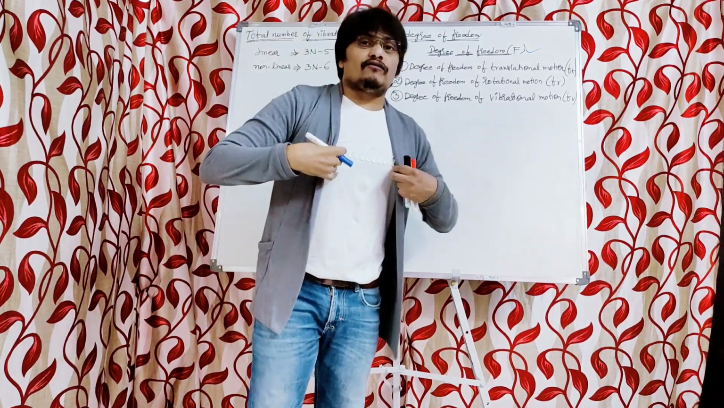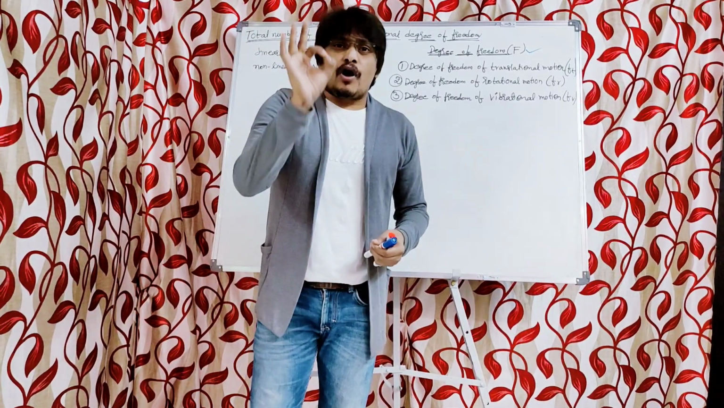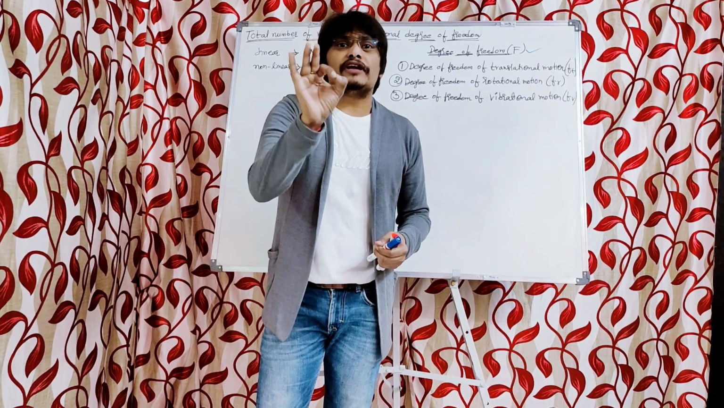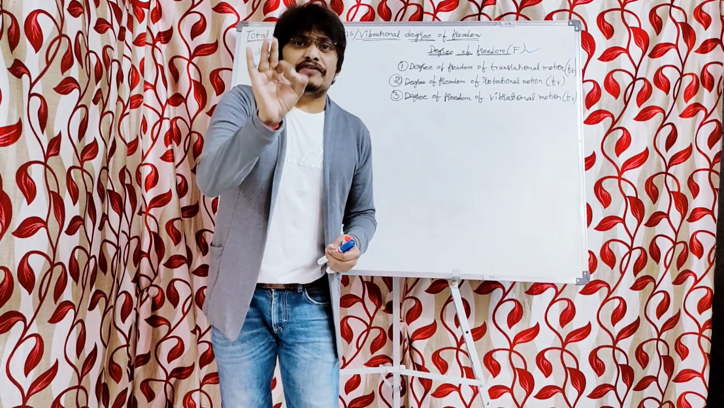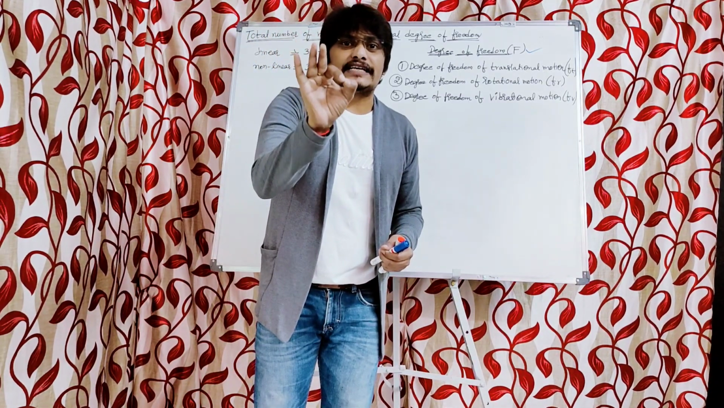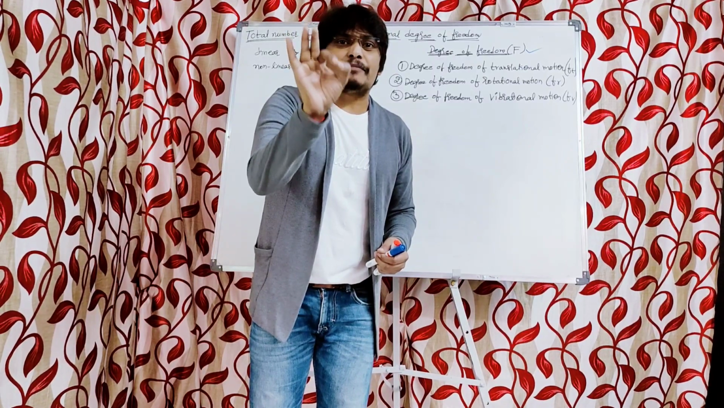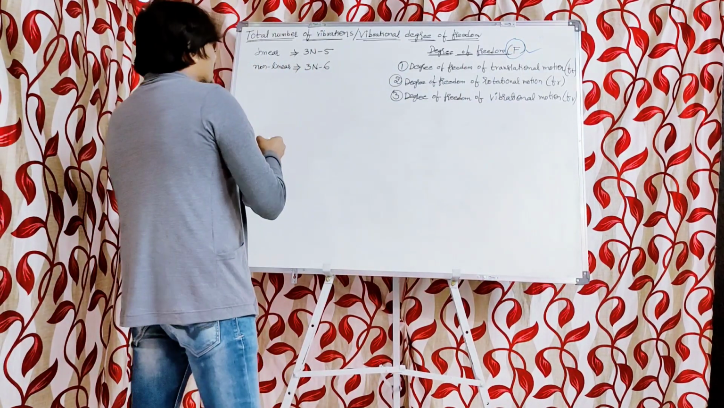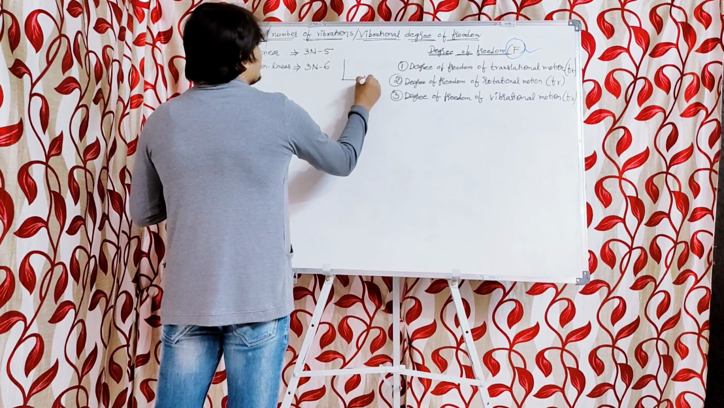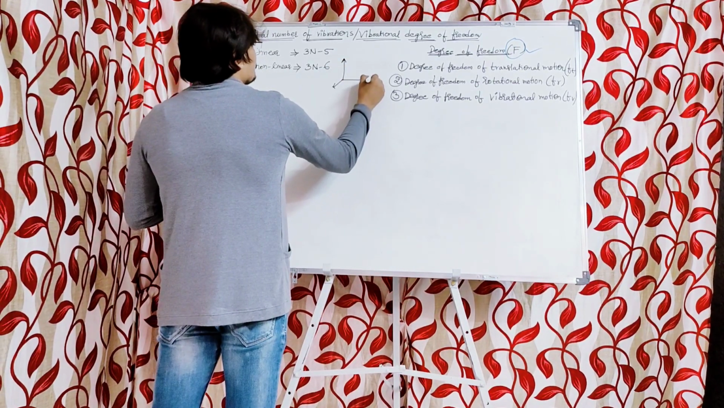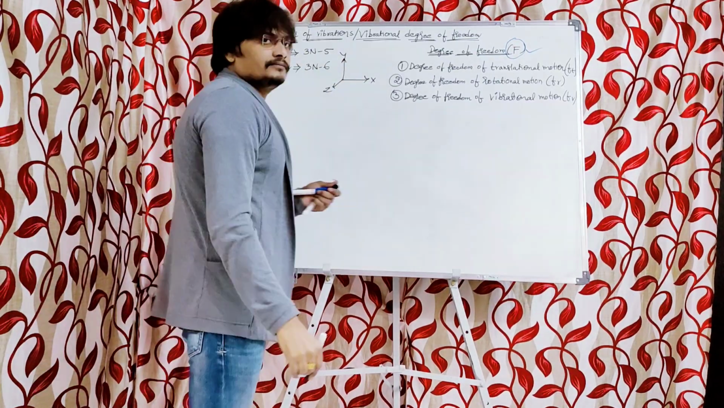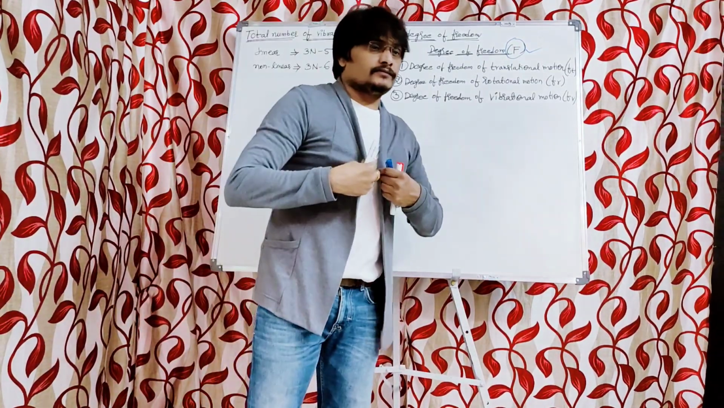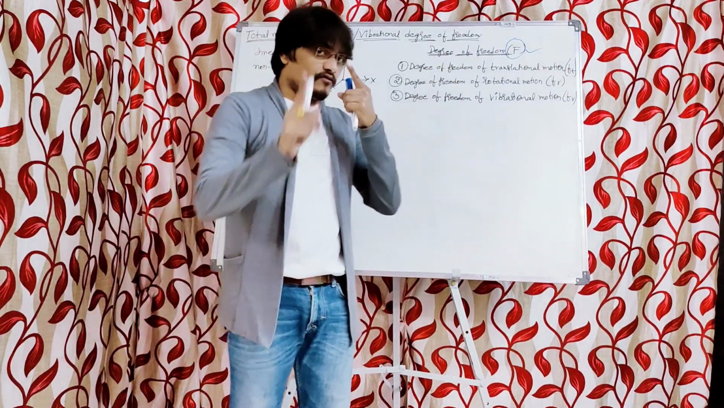What is the degree of freedom? The number of directions in which the molecules can move freely is called the degree of freedom, and it is represented by capital F. Basically, any molecule can move in 3 directions: X, Y, and Z. Why I have depicted this, you will come to know later.